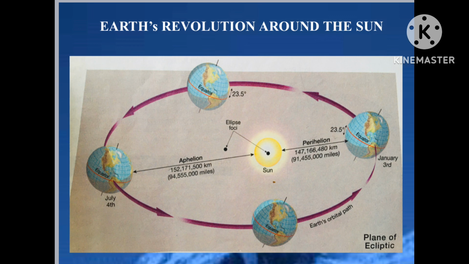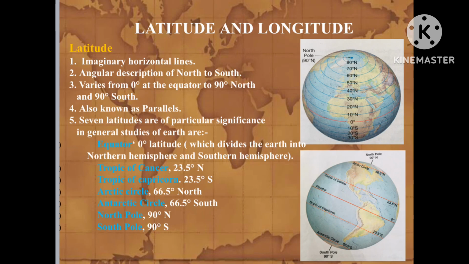So if the question arises on which date Earth is closest to the Sun, the answer is 3rd January, and on which date Earth is farthest from the Sun, the answer is 4th July. Next we will discuss what latitudes and longitudes are.